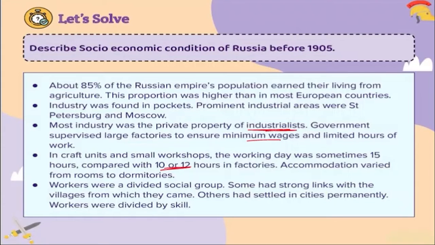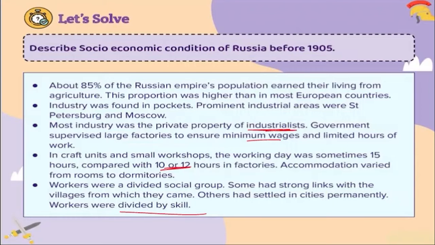Okay, dorms and rooms were given as per the family and all. Now, workers were also divided into social groups. They had strong links with the villages from which they came, and others had settled in the cities also. So, based on the skill, the background, and all, workers were divided.